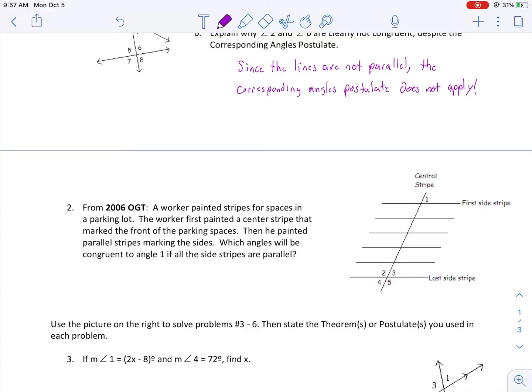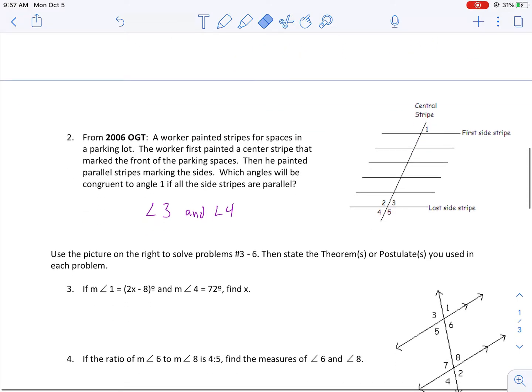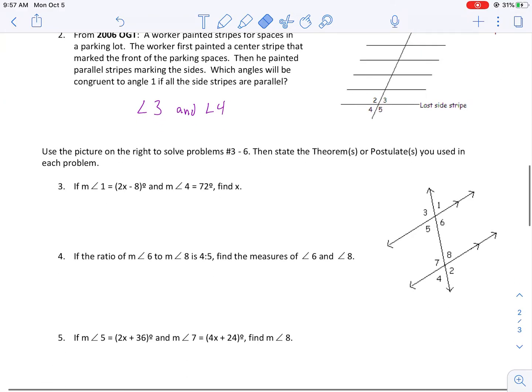Which angles will be congruent to angle 1 if all the side stripes are parallel? So what we have then is corresponding angles right here and right here. So angle 3, but then 3 and 4 are vertical angles. So angle 3 and angle 4 are congruent to angle 1.